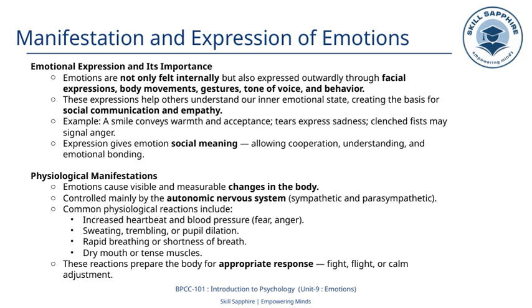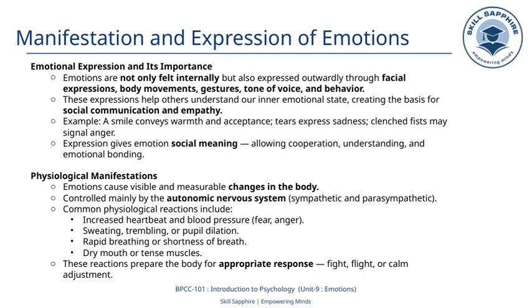Now, moving on to the physiological side, emotions also trigger visible changes in our bodies. These responses are primarily controlled by the autonomic nervous system, which includes the sympathetic and parasympathetic divisions. You might notice your heart pounding faster or your blood pressure rising when you're scared or angry. Other common reactions include sweating, trembling, or pupil dilation. Sometimes, you may experience rapid breathing or shortness of breath. You might also notice a dry mouth or tense muscles.